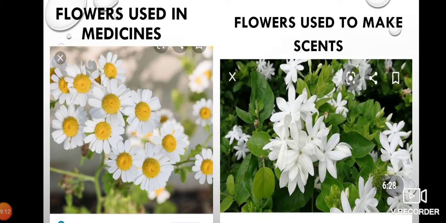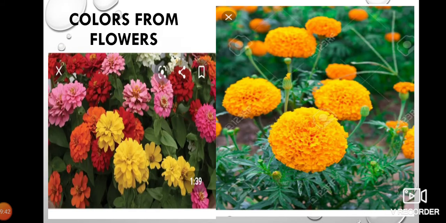The flowers used to make scents. You already know that rose and jasmine are those flowers which are used for making scents. Rose and jasmine are known for their sweet fragrance, and the scents are also used for manufacturing of soaps and talcum powders that we all use. The next slide shows the colors from flowers. Colors are made from many flowers like marigold and zinnia. These colors can be used to dye cloth.